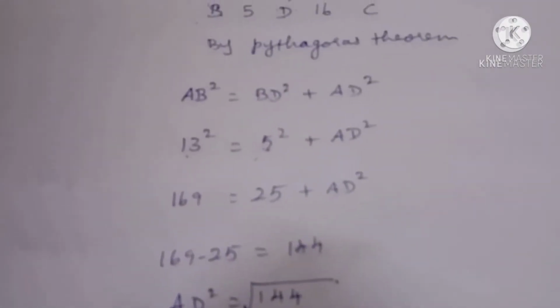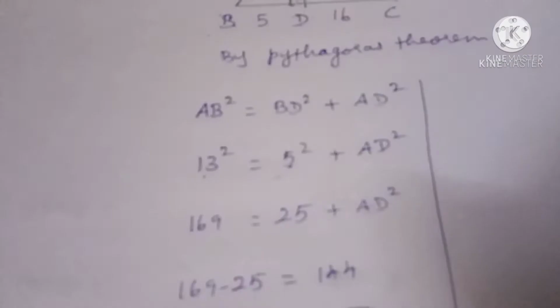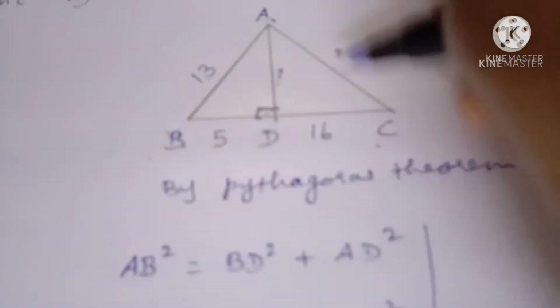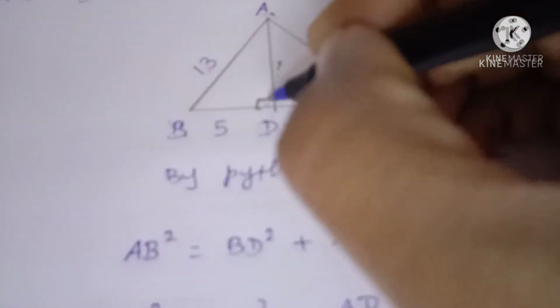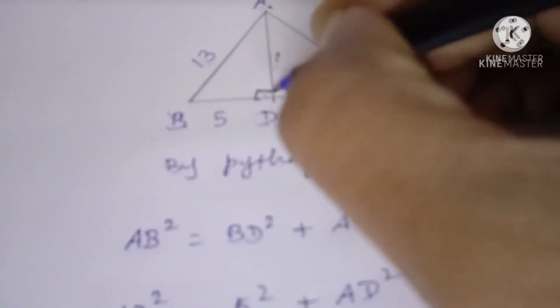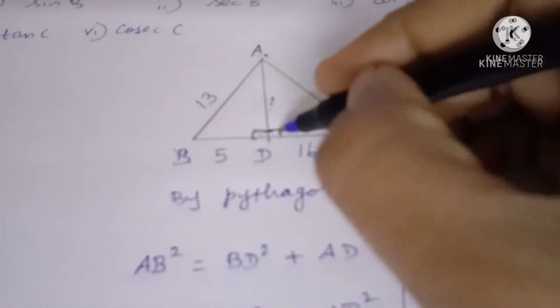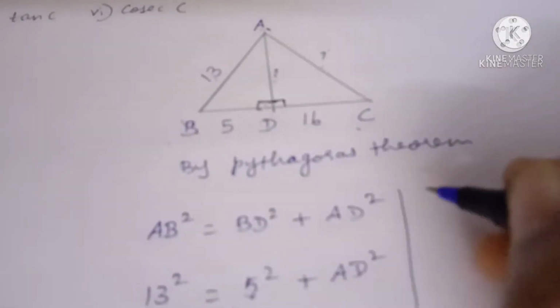The same way, find out the value for AC square. Here if this angle is 90 degrees, this is also 90 degrees. Opposite to 90 degrees is the hypotenuse.